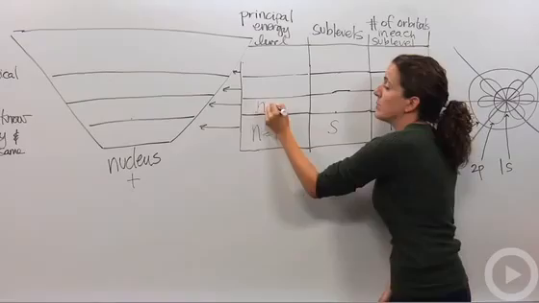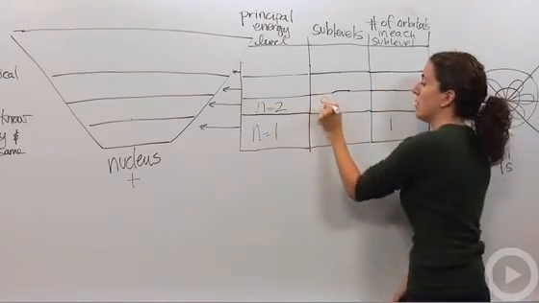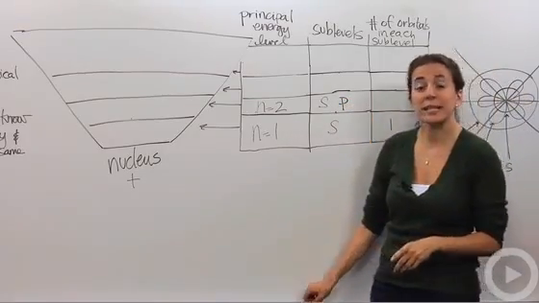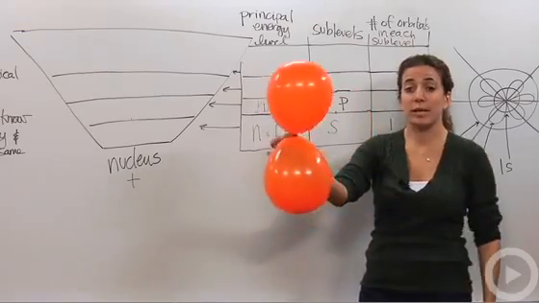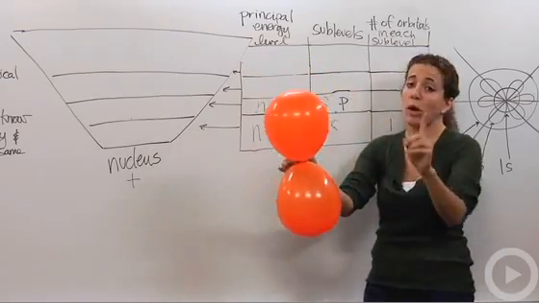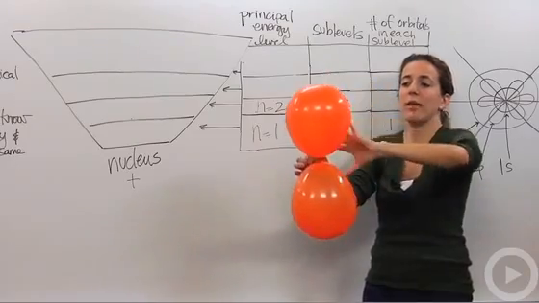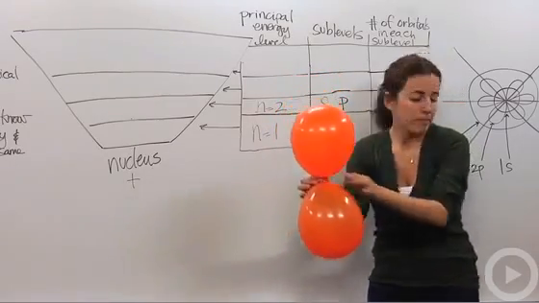In the n equals 2 principal energy level, there is an s also, a little bit bigger sphere, and there are also p orbitals. P orbitals look slightly different. This is what a p orbital looks like. Even though there are 2 balloons, this is 1 p orbital. The nucleus is where the knot is, and electrons can be found either here or here. It looks like a dumbbell shape.